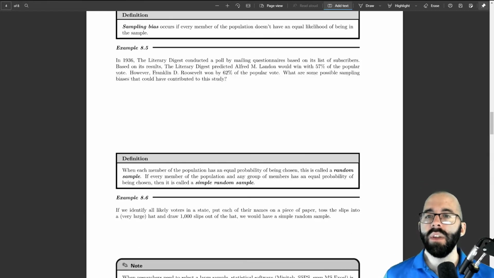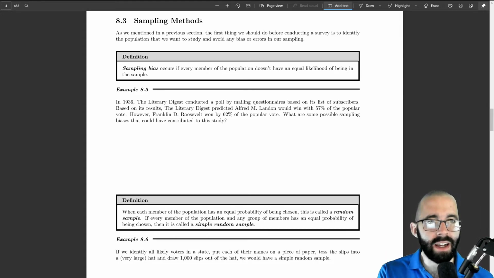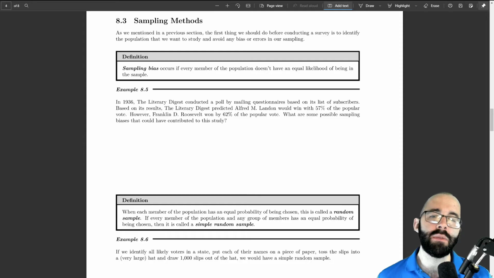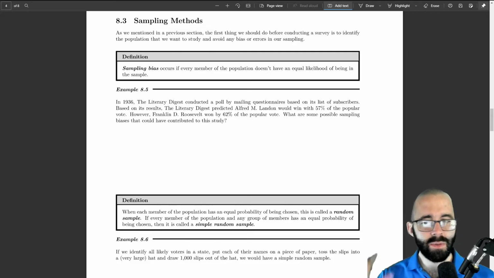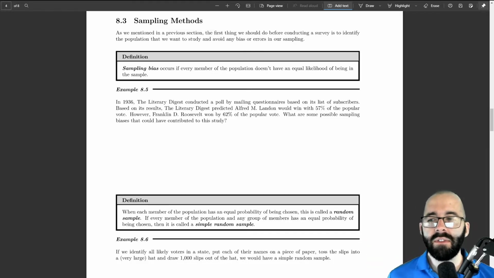One of the main things that I always want you to keep in mind, outside of this class too, whenever anyone's talking about statistics in any sense, is bias. Specifically here, we're going to talk about sampling bias, and in 8.4 or 5, we'll talk about other kinds of bias as well. Sampling bias occurs if every member of the population doesn't have an equal likelihood of being in the sample.